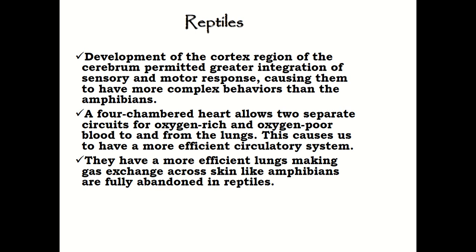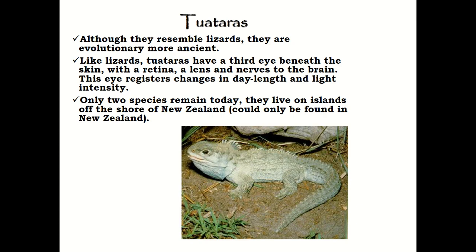And also reptiles have more efficient lungs, so gas exchange across the skin like amphibians is fully abandoned in reptiles. So reptiles do not depend on the skin for gas exchange. So let's look at the five groups of reptiles, which are tuataras, the turtle, lizard, snake, and crocodiles. But first, we're going to look at the tuataras.